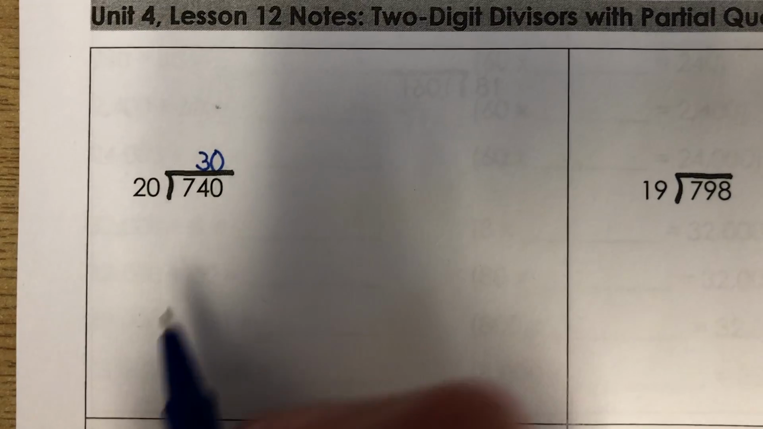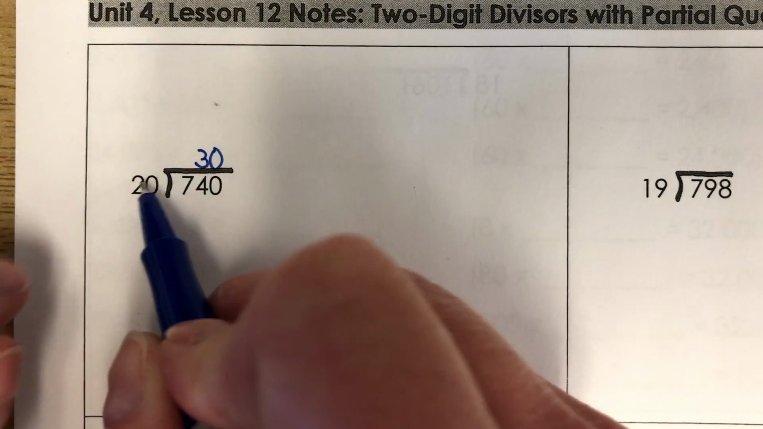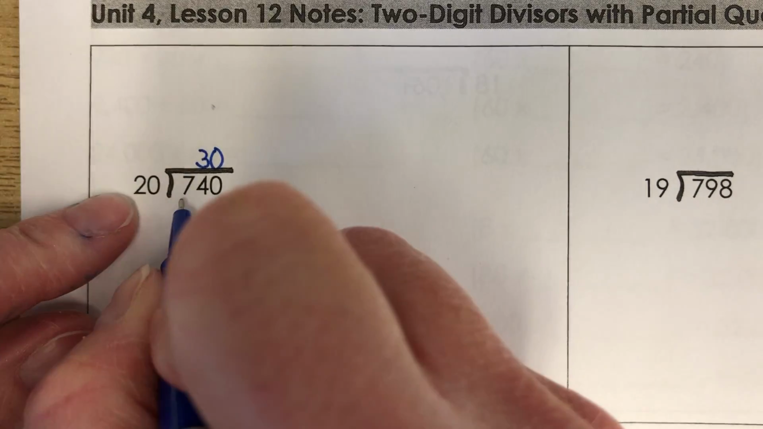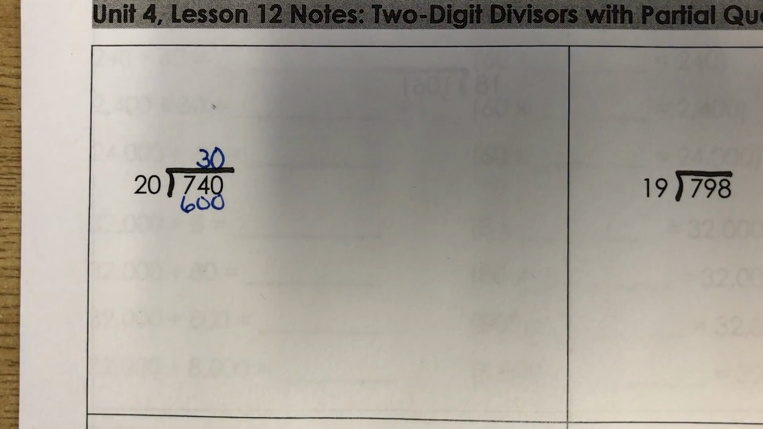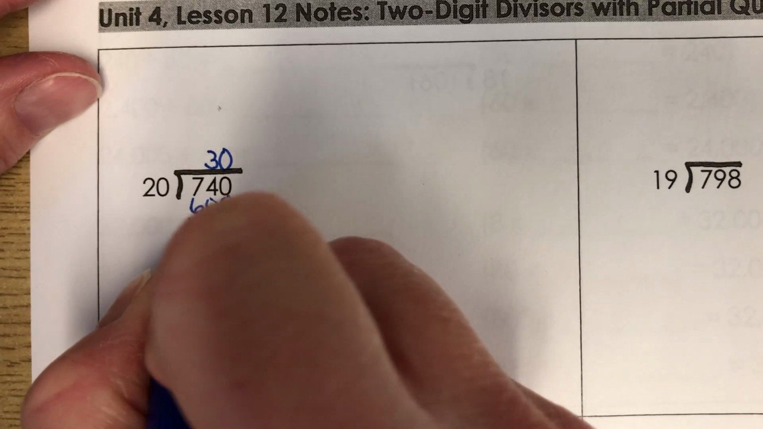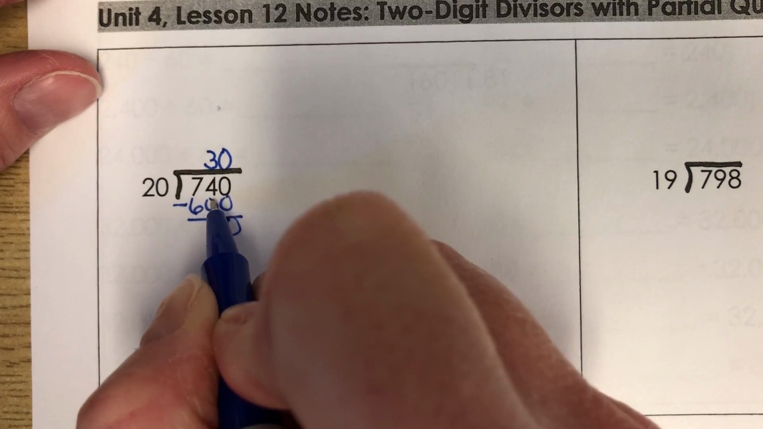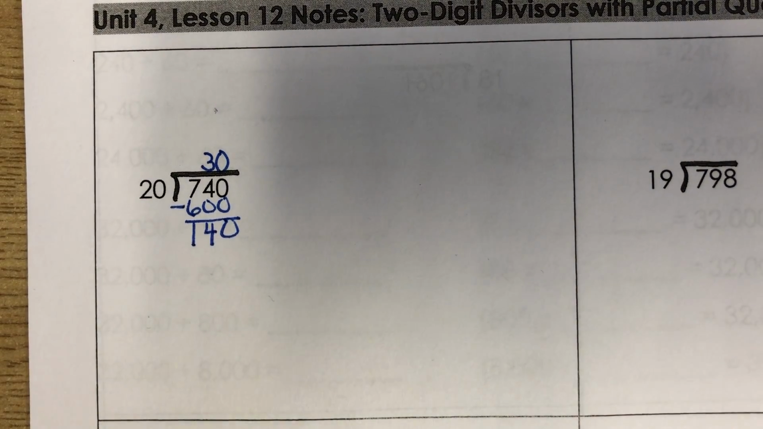Okay. So 20 times 30 is what we need to do right now. I know that 2 times 3 is 6, and there are 2 zeros, so I write a 6 with 2 zeros, 600. So all those rules for multiplying by multiples of 10 are coming back at us. And now we have to see how much we have left to work with. So 0 minus 0 is 0, 4 minus 0 is 4, 7 minus 6 is 1. So now I'm left with 140.